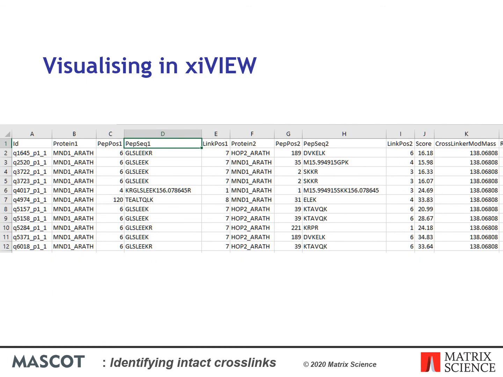The xiVIEW CSV format is a simple tabular format, which you can load in Excel or LibreOffice. Modifications like oxidation are encoded as delta masses within the peptide sequence. The CSV file can be edited before uploading to xiVIEW, for example if you want to remove a putative crosslink because it fails a quality check.